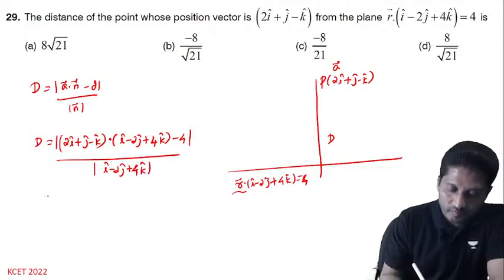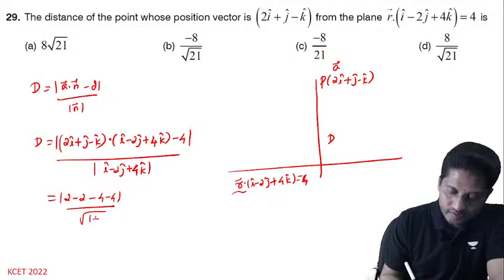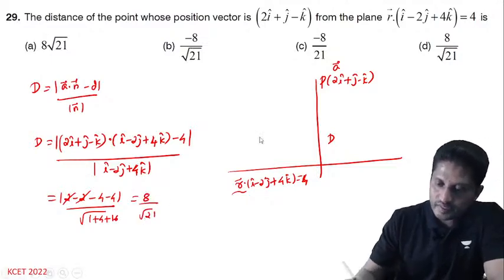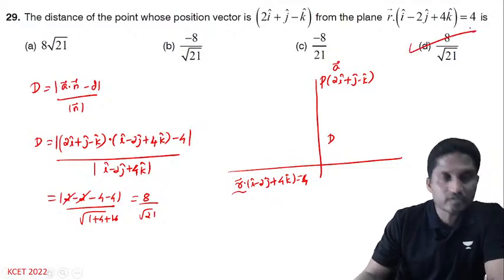Now if I take the dot product here, you will get 2 minus 2 minus 4 minus 4 by root of 1 plus 4 plus 16, root of 21. So you get 8 divided by root of 21. Right, answer is option D. Question 29 is option D.